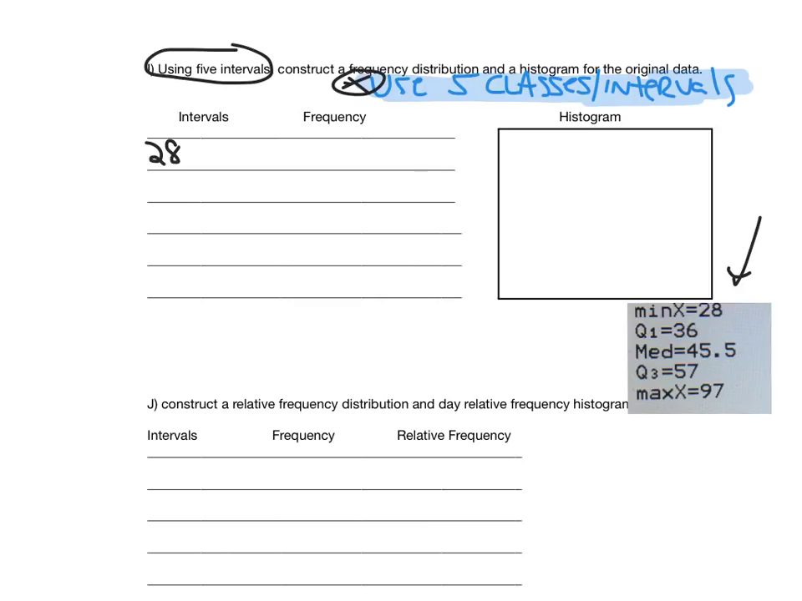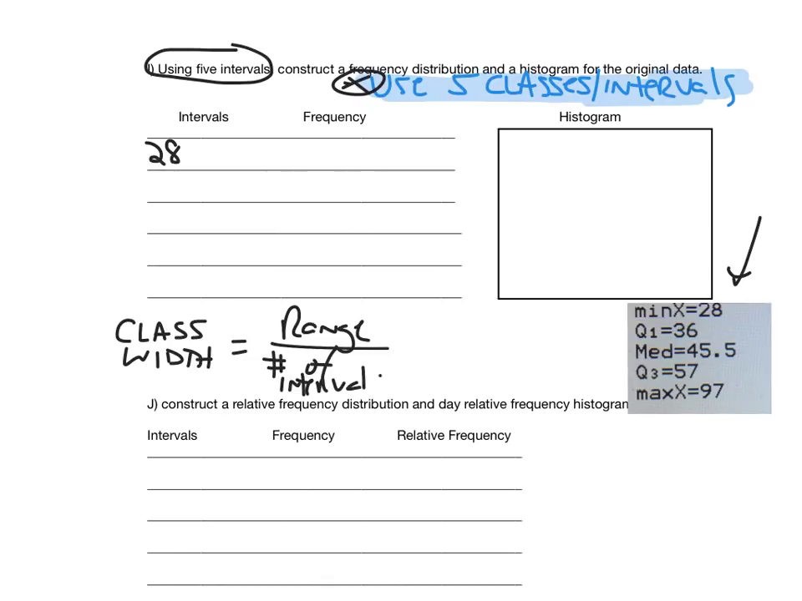And now what we need to do is figure out the size of each interval, what we call the class width. And what we're going to do is take the range of the data, and divide it by the number of intervals, the number of classes that the question tells you to use.